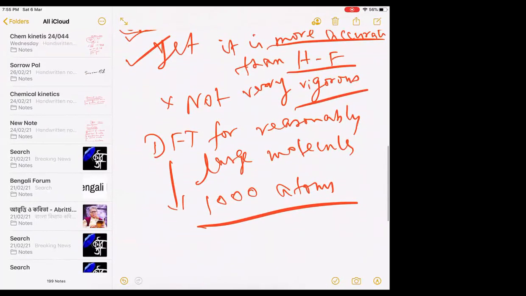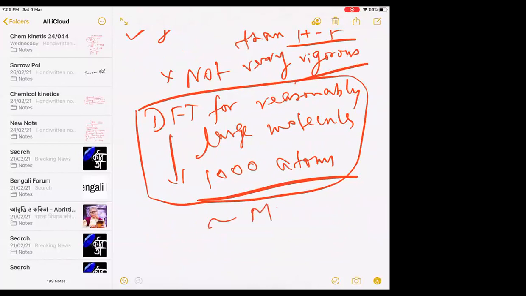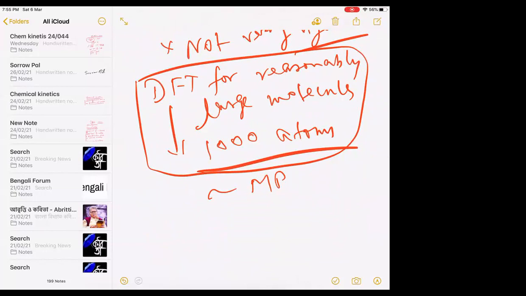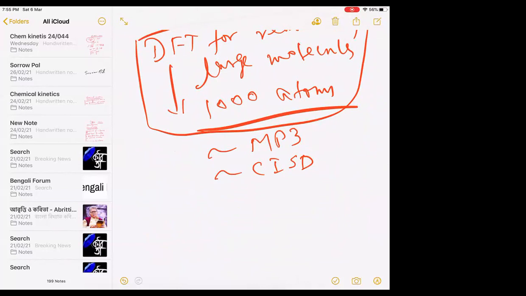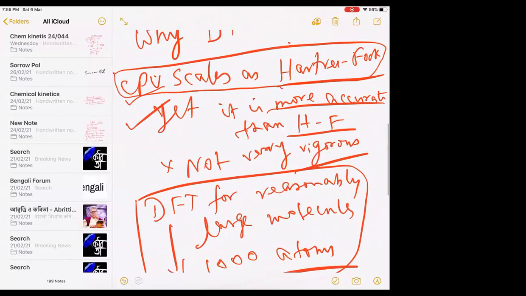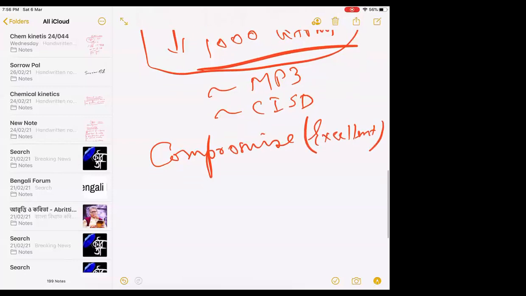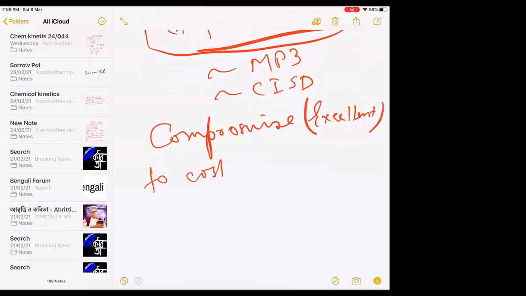But at least for a reasonably large molecule, even 1,000 atoms, with parallel computing today, you should be able to do DFT, which is reasonably accurate. And very often, its accuracy is of the order of perturbation theory at least, even better than MP2, maybe MP3, or configuration interaction singles doubles. Not as good as coupled cluster, but doesn't matter. I have done the job with a scaling which is as good as Hartree-Fock. So it is really a very good compromise, an excellent compromise of cost and accuracy.